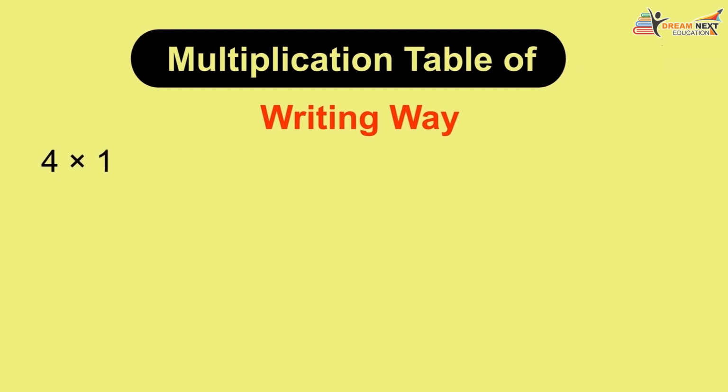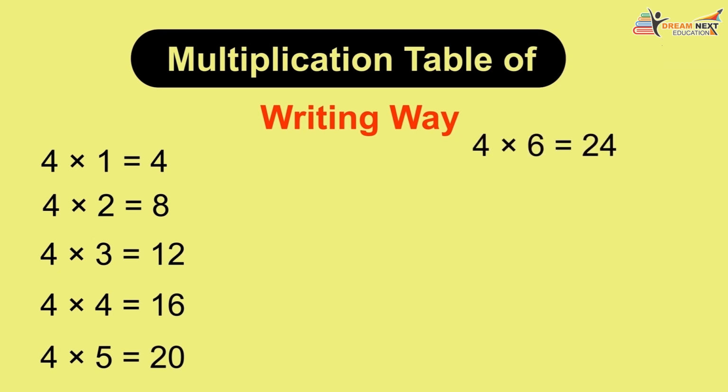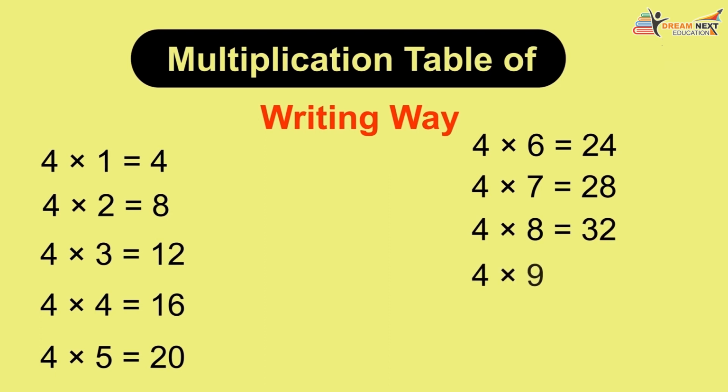Writing way. 4 into 1 is equals to 4. 4 into 2 is equals to 8. 4 into 3 is equals to 12. 4 into 4 is equals to 16. 4 into 5 is equals to 20. 4 into 6 is equals to 24. 4 into 7 is equals to 28. 4 into 8 is equals to 32. 4 into 9 is equals to 36. 4 into 10 is equals to 40.